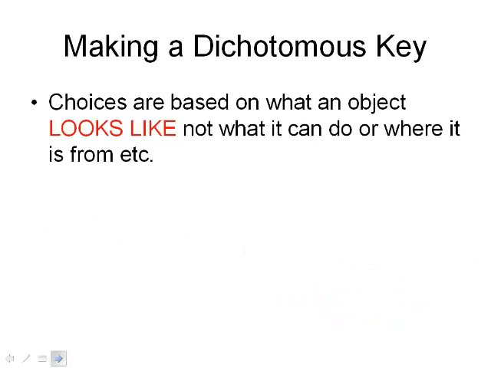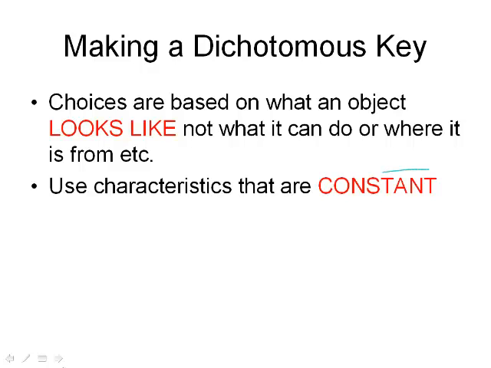So how do you make a dichotomous key? What you take is all the organisms that you're given and you separate them based on what they look like. So choices are based on what an object looks like, not things that can change. The characteristics that we need have to be constant, which means they stay the same.